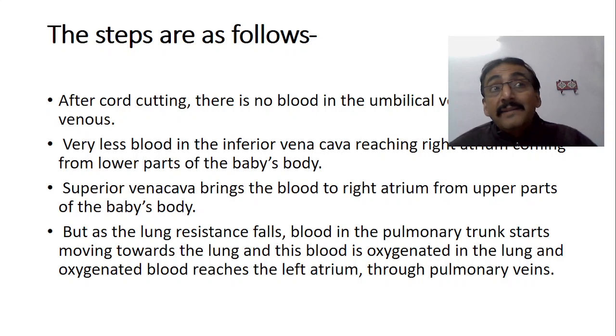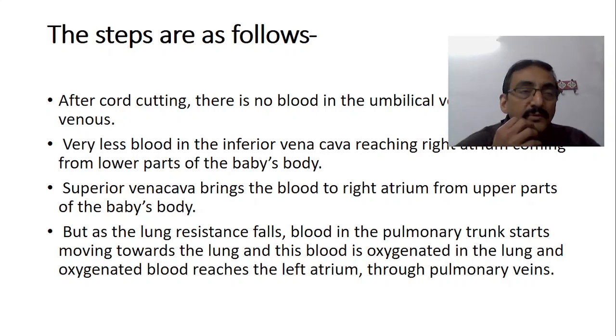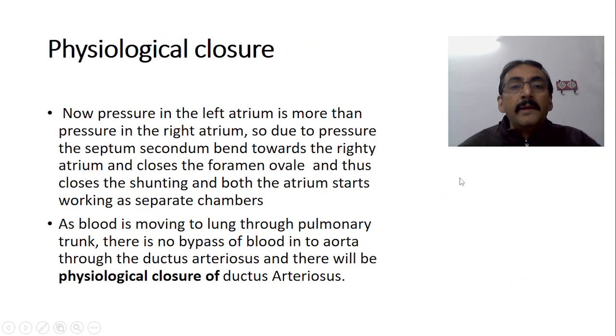But as the lung resistance falls, blood in the pulmonary trunk starts moving towards the lung, where it is oxygenated, and the oxygenated blood reaches the left atrium through the pulmonary veins. Previously, very little blood reached the left atrium through the pulmonary veins, but now a larger amount reaches there. Now what happens? There is a term called physiological closure. What is that? Now the pressure in the left atrium is more than the pressure in the right atrium. Previously it was vice versa. The pressure in the right atrium was higher because it is a pool for all the blood to come, but it is not like that now.